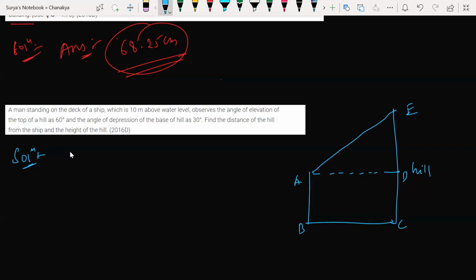So what will I get? What is given here is the angle of elevation of the top of the hill as 60 degrees, and the angle of depression of the base of the hill is 30. Sir, I got the height of the hill as 40 meters and the distance as 17.32, exactly 17.3. Right answer.